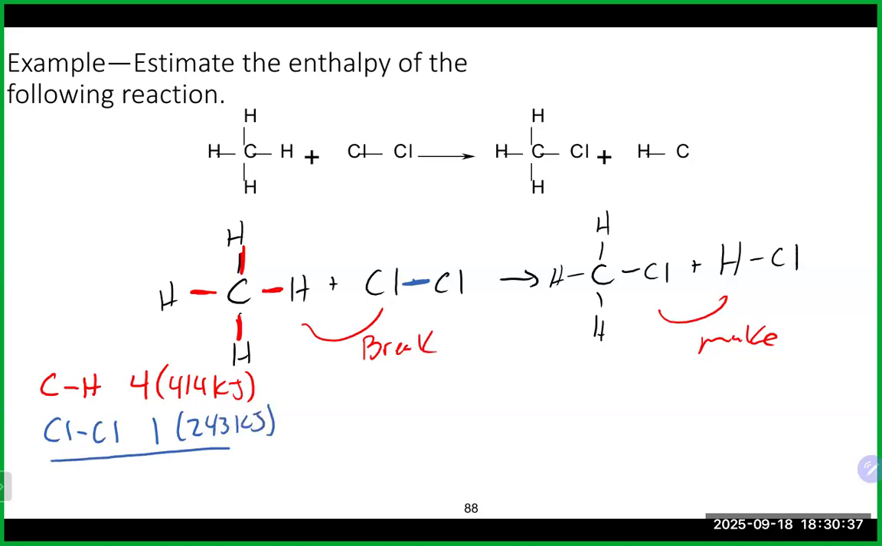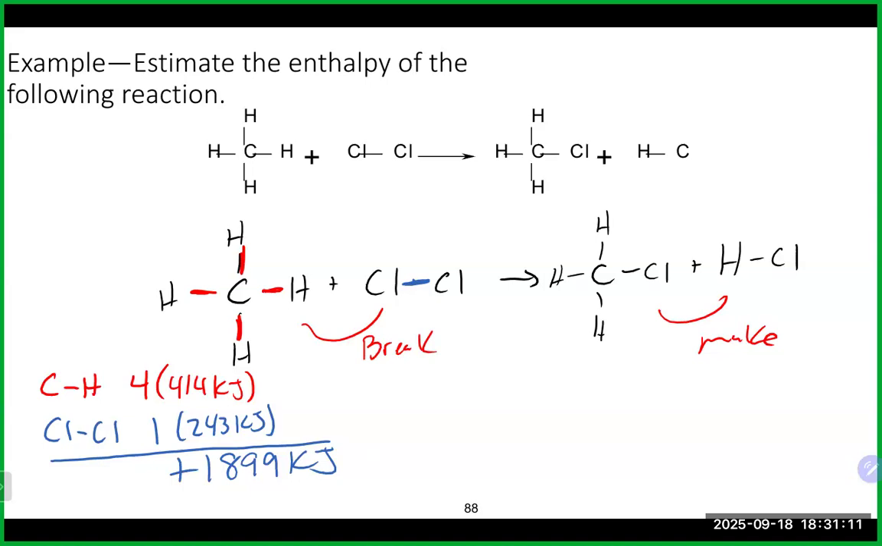That is all the energy that I need to break everything that's on the reactant side. So if I do that, that's going to be 4 times 414 plus 243. So that's a grand total of 1,899 kilojoules of energy that's going to be required to break every single bond that we have going on the reactant side. It is endothermic, as I talked about before. We have to put that energy in. So it's actually a positive 1,899 kilojoules of energy needed to break those bonds.